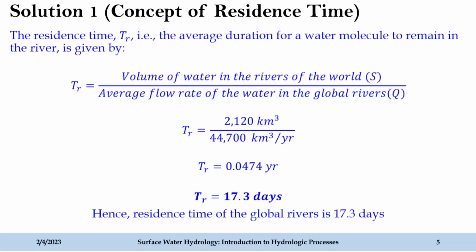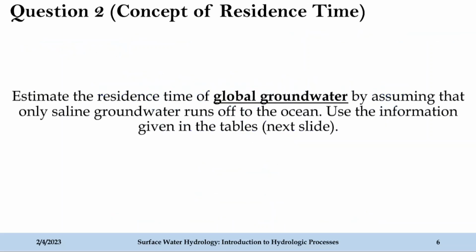I hope you were able to follow this question and would also be able to solve it by yourself. However, to make it more informative, I have taken other aspects as well. So let's solve another problem on the concept of residence time. Let me read the question. Estimate the residence time of global groundwater by assuming that only saline groundwater runs off to the ocean. Use the information given in the tables, which is on the next slide.